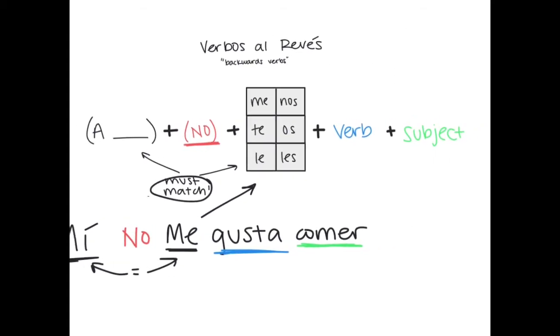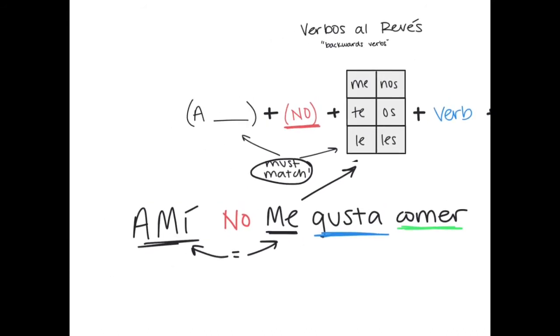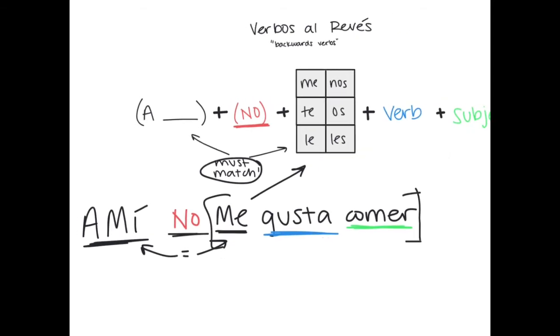Now, this is a total full sentence of what you would use for a verbo al revés. But this a me and this no, that's why I have the parentheses there, those aren't in every sentence. But these bones of this sentence are going to be in every single one of your verbos al revés sentences.